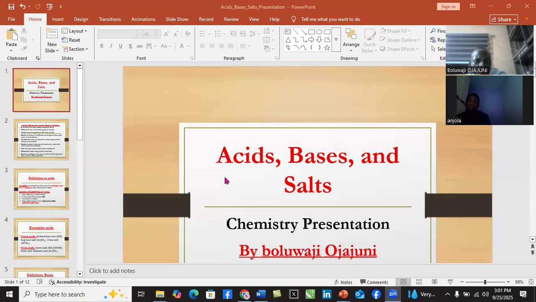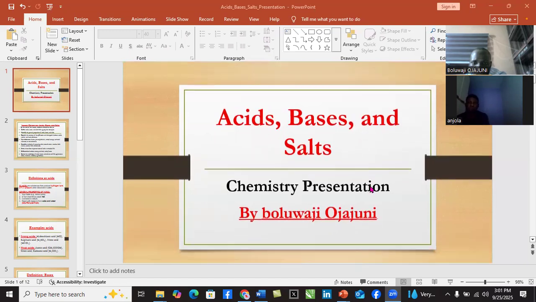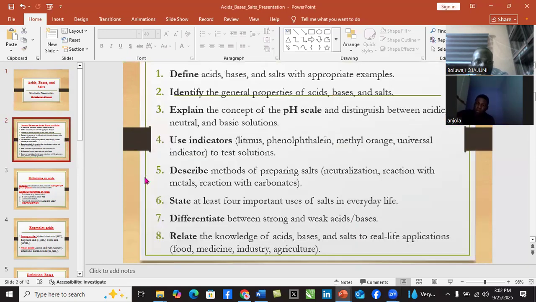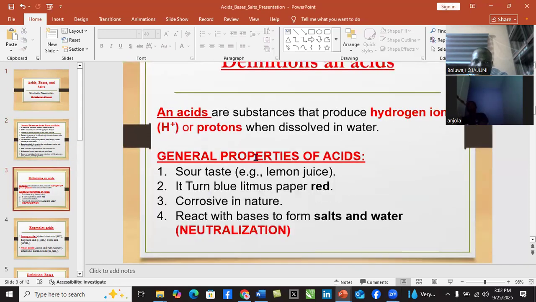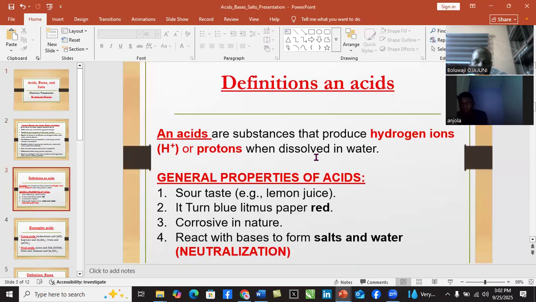So far, this is what we have been talking about: acid, base, and salt. And these are the objectives of the class, which we have looked at in detail. We talk about the definition of an acid. That is, acids are substances that produce hydrogen ion or proton when dissolved in water.